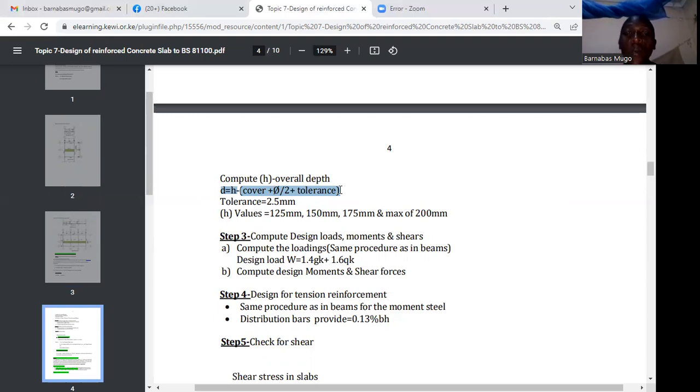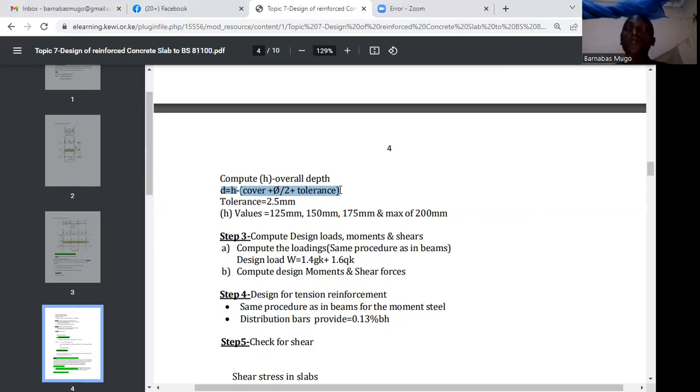Then step number 3 is whereby you are supposed to compute the design load, moment, and the shear. When we are doing the design for the load, the moment, and the shear, one thing that you need to know is that for a one-way span, the same procedure that we did during the design of a beam is exactly the same procedure that we are supposed to use in the computation of the load, the moment, and the shear. Therefore, W, that is the design load, is going to be given by 1.4 GK plus 1.6 QK.